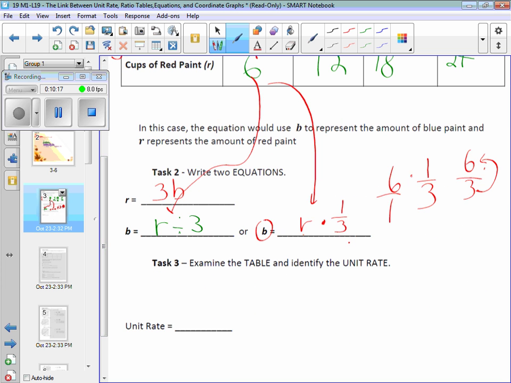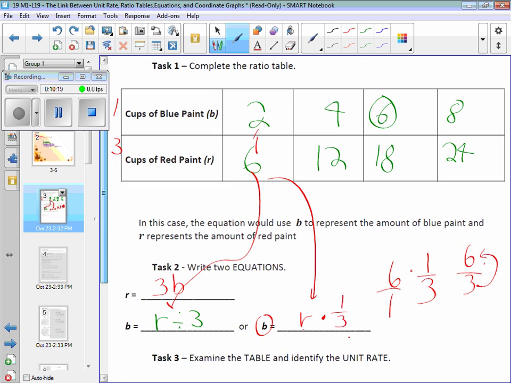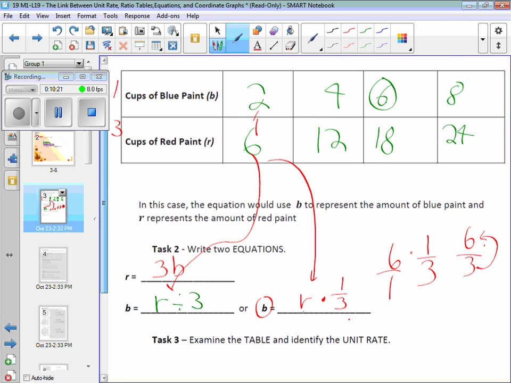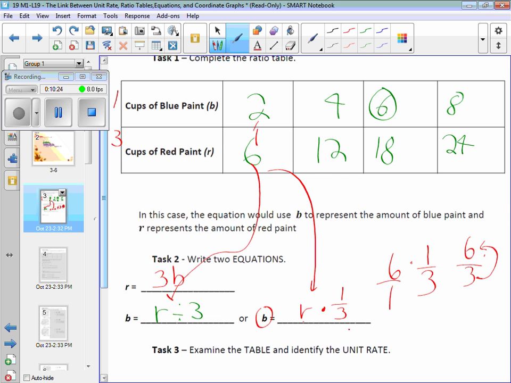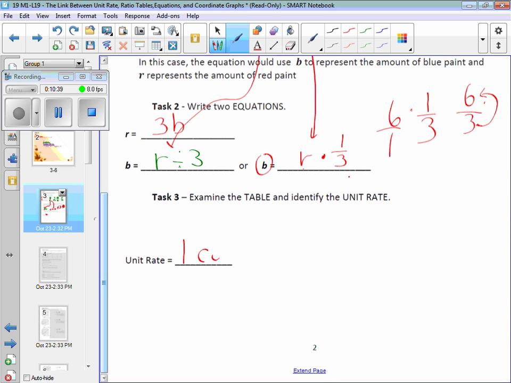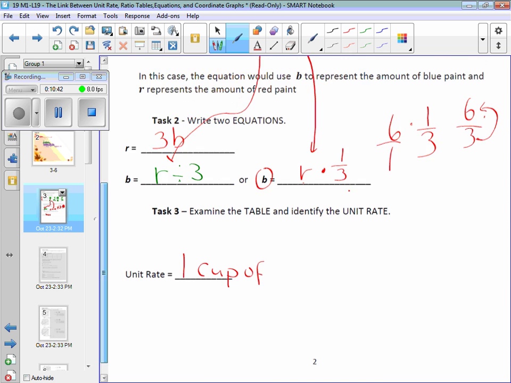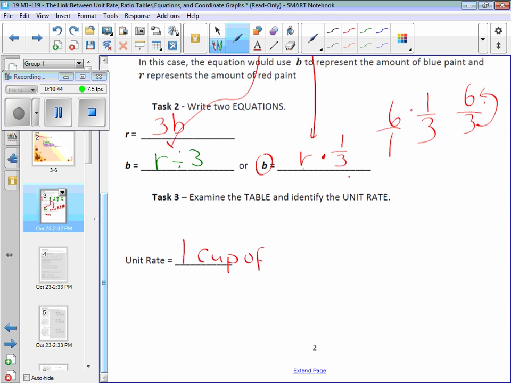All right, what about the unit rate? That's kind of new. What's the unit rate based on the value? Use the value to figure out unit rate. 1 what for every what? Because remember, unit means 1. Brando, 1 what for every what? You got it. 1 cup of blue for every 3 cups of red.